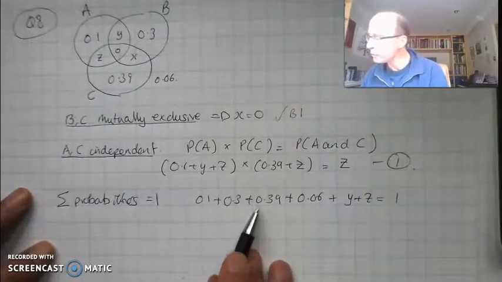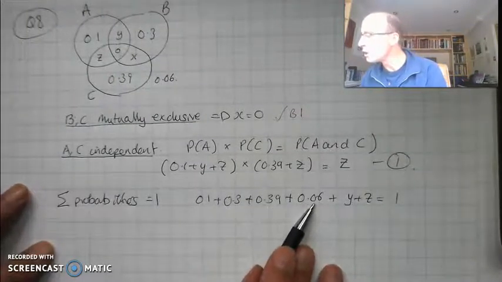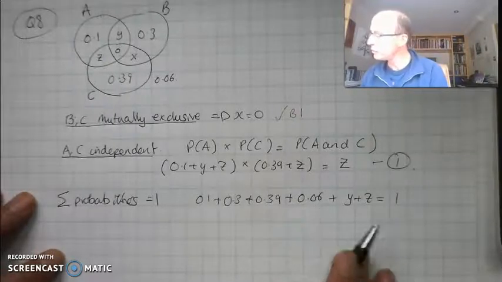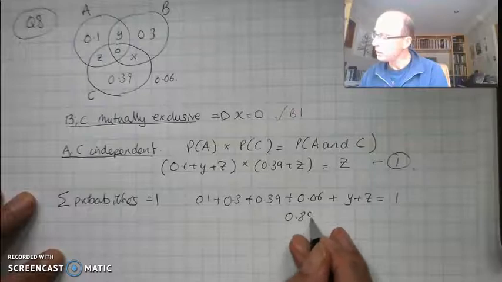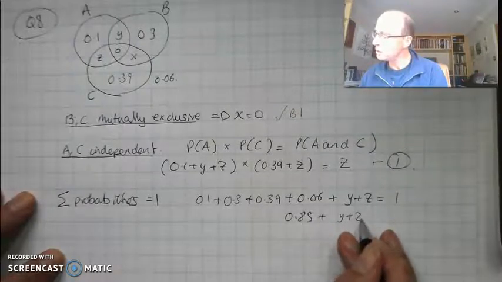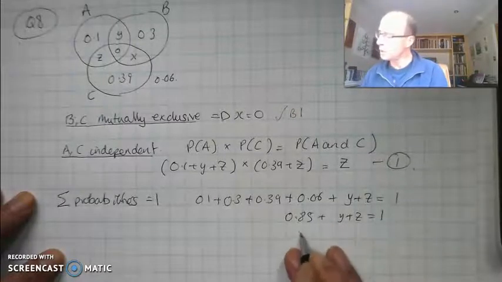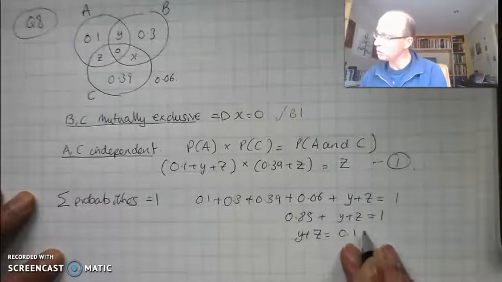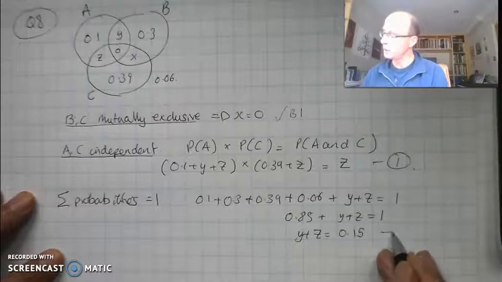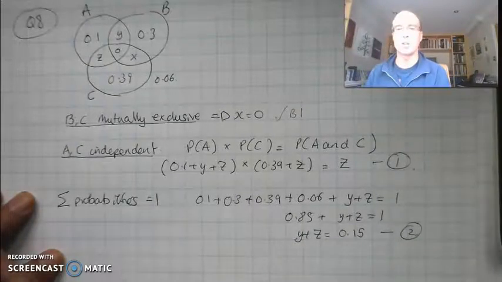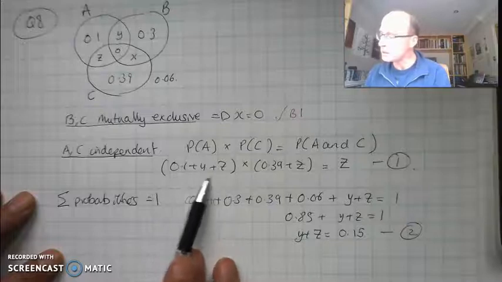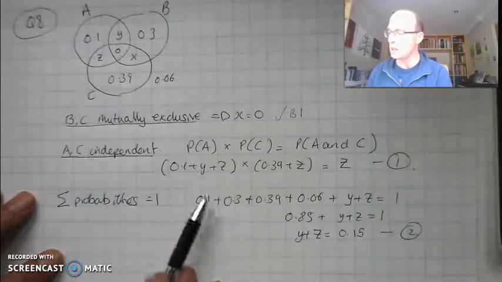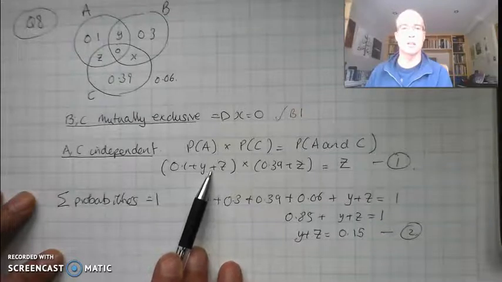Well, I've got 0.4, 0.79, 0.85. So 0.85 plus Y plus Z is equal to 1. So my Y plus Z is equal to 0.15. I'm going to number that up, number 2. Well, Y plus Z, I've got this as an actual term in here, so I could rearrange this and substitute it into Z. But I'm just going to substitute Y plus Z into here.